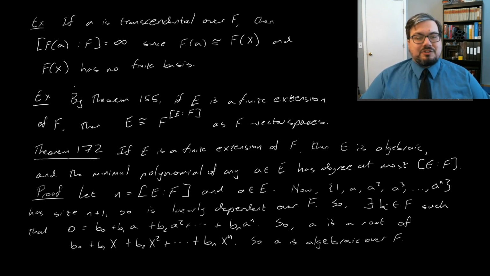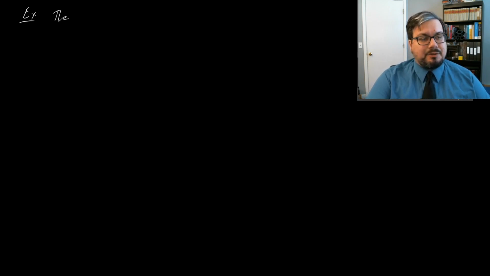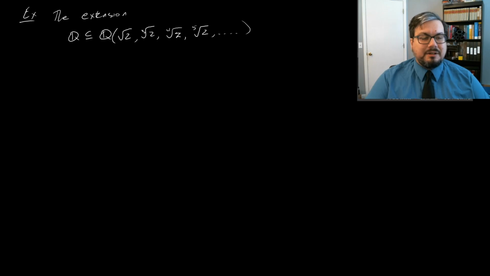Now, as I mentioned, the converse to Theorem 172 doesn't hold. It's possible to have an algebraic extension which is not finite. For a very specific example, the extension Q contained in the field containing Q and the square root of 2 and the cube root of 2 and the fourth root of 2 and the fifth root of 2, etc., is algebraic.